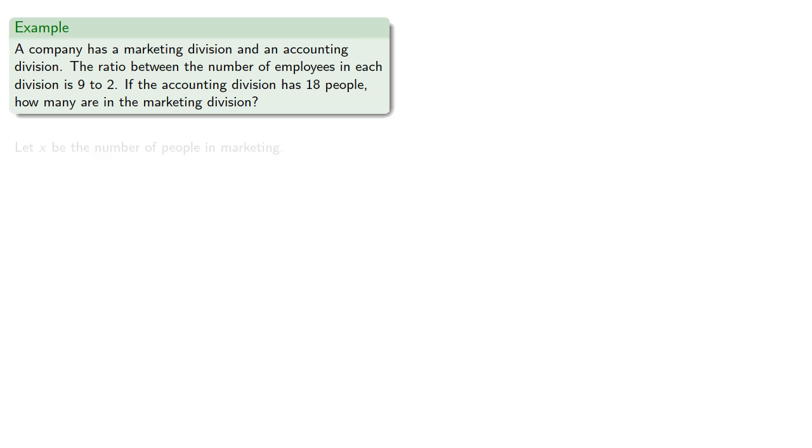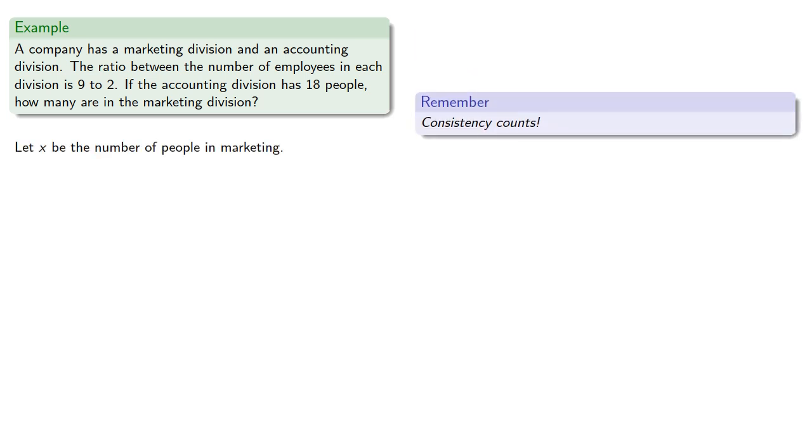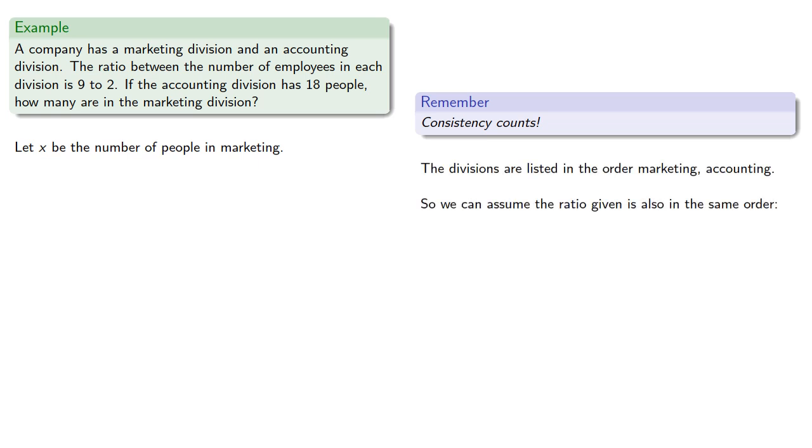So let X be the number of people in marketing. So remember, consistency counts. Divisions are listed in the order marketing, then accounting, so we can assume the ratio given is also in the same order. So marketing divided by accounting is 9 divided by 2.